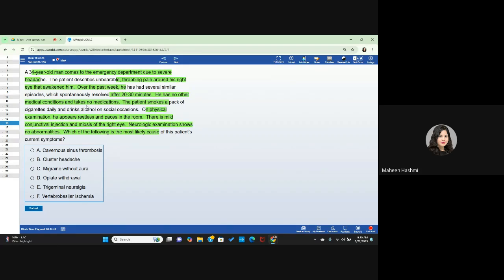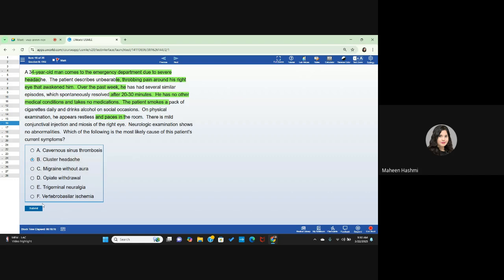Because in marijuana withdrawal, again, they have the same picture. If people or students, boys especially, consume a lot of marijuana, and when they leave it, they have a throbbing pain in their eyes as well. They have conjunctival injection as well, and you will feel they're more restless, agitated. So if I had that, I would have put a distractor of marijuana withdrawal as well. But it's not mentioned, it's very obvious what it is.